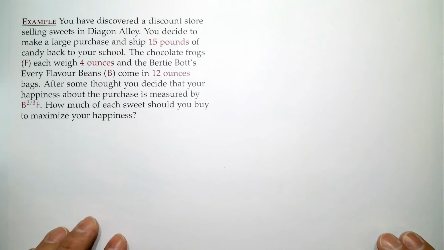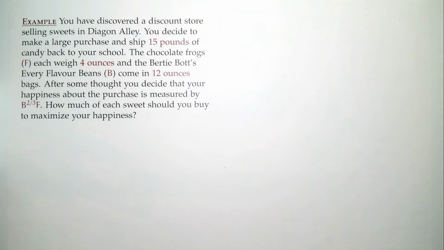Now, another common problem that vexes many of us. You've discovered a discount store selling sweets in Diagon Alley. You decide to make a large purchase and ship 15 pounds of candy back to your school. The chocolate frogs, which we denote F, each weigh 4 ounces. And the Bertie Bott's Every Flavor Beans, denoted B, come in 12 ounces bags. This probably should be 12 ounce bags, but okay.